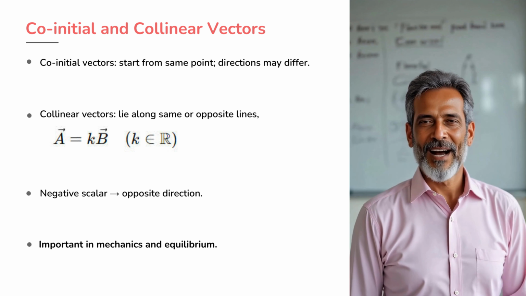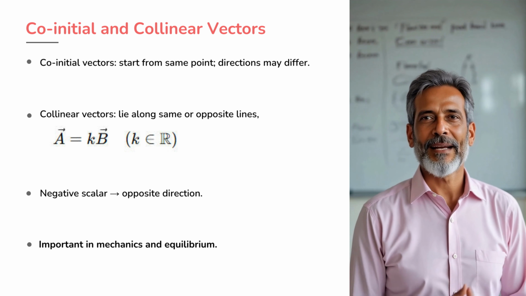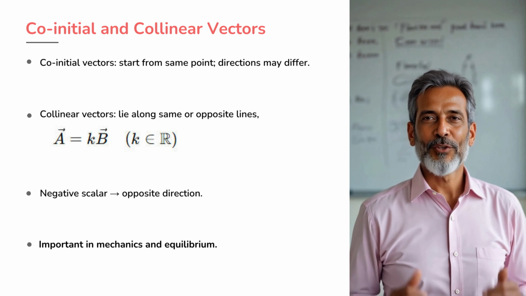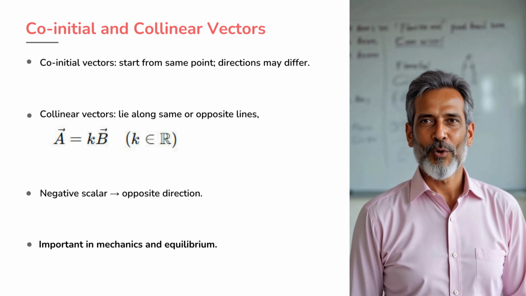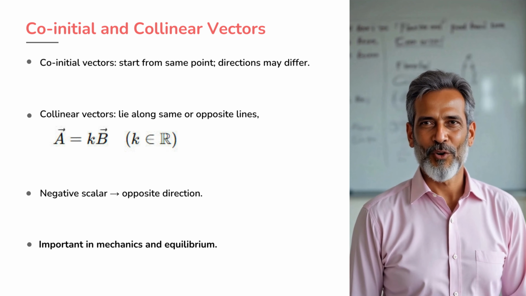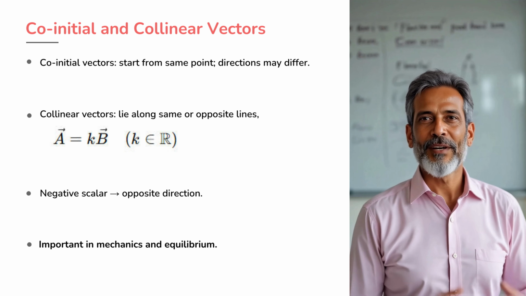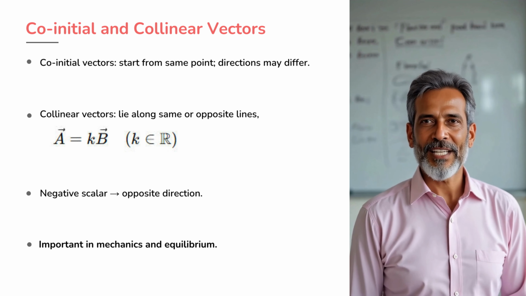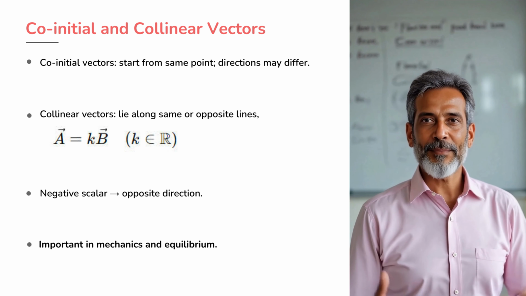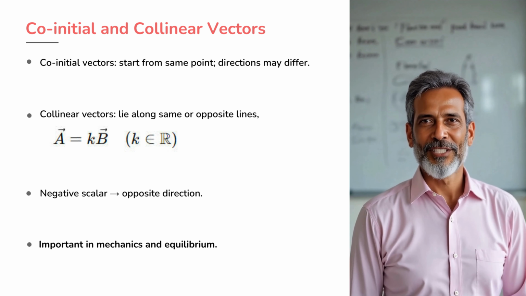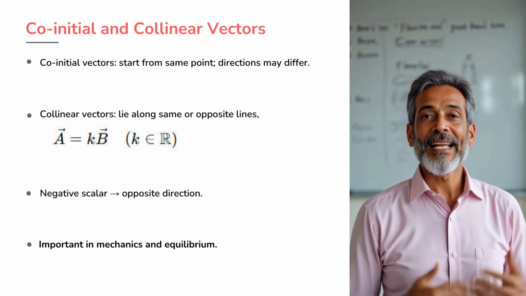Now, let's look at how vectors are positioned geometrically. Starting with coinitial and collinear vectors. Coinitial vectors are those that start from the same point but can point in different directions or be of different lengths. Imagine the hands of a clock at different times. Their vectors all begin at the center but point differently. Collinear vectors, on the other hand, lie along the same straight line. This means one vector can be expressed as some scalar multiple of another, written as vector A equals k times vector B, where k is any real number.